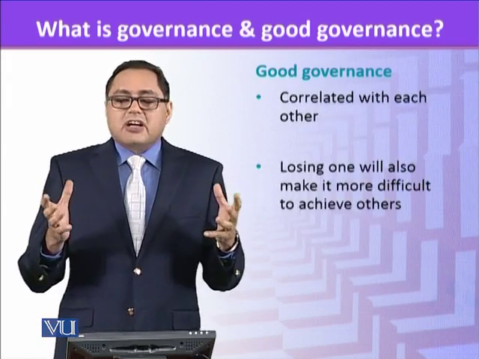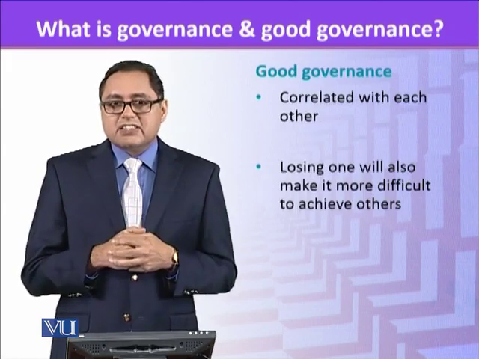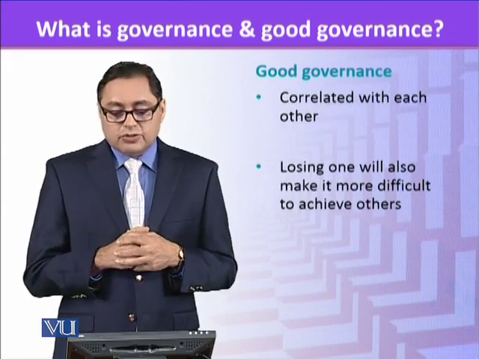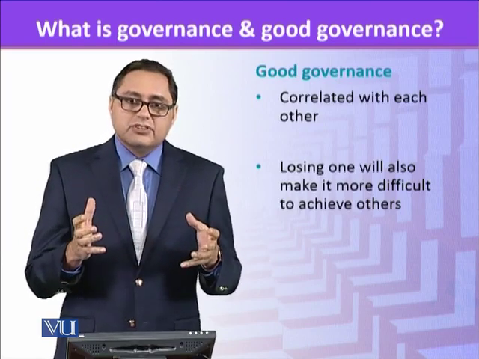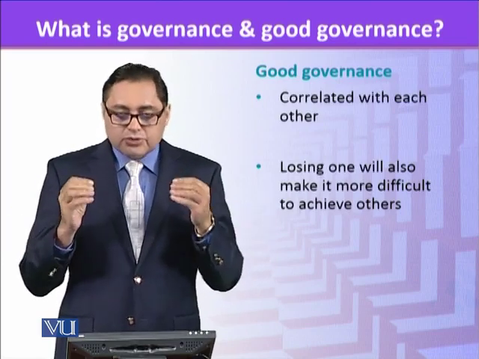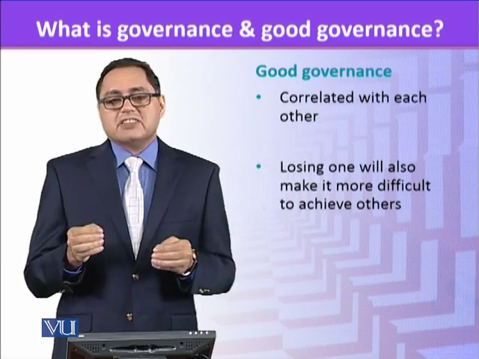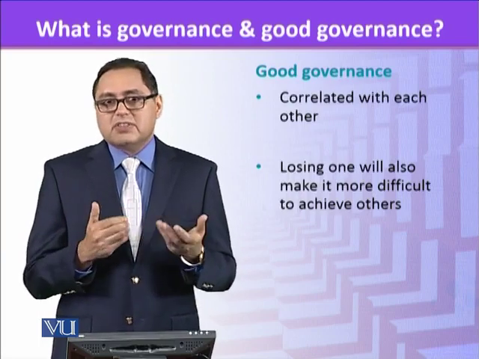And all these 8 different characteristics are correlated with each other. So losing one will also make it difficult to achieve the others. So we have to move to achieve all these 8 characteristics together. Otherwise, they will not be achieved.